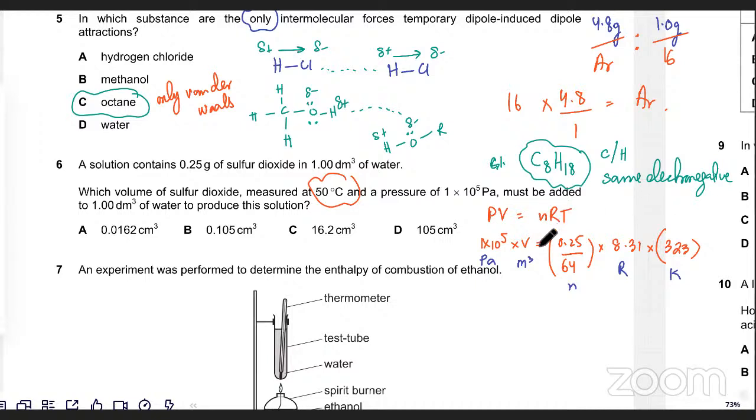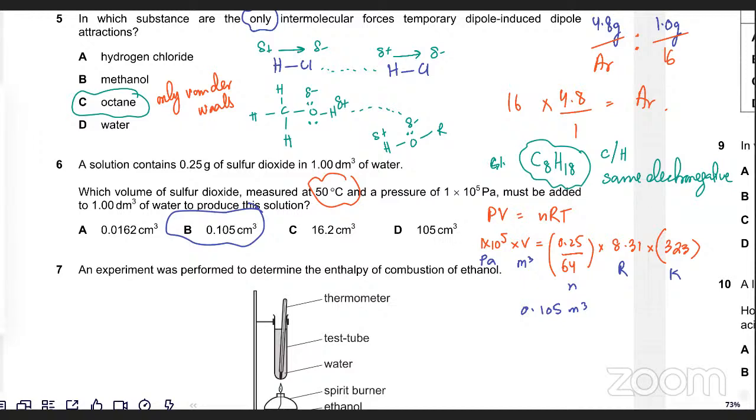For this, Zaib, are you calculating this? 0.1048. That's approximately 105, but that's in meter cube, right? No, centimeter cube. I say you converted it into centimeter cube, so it's going to be B.